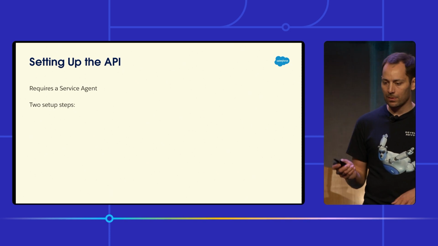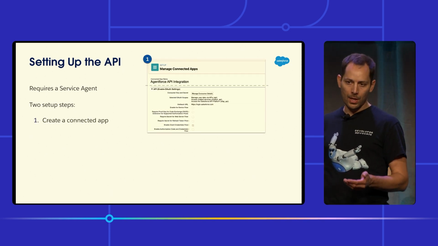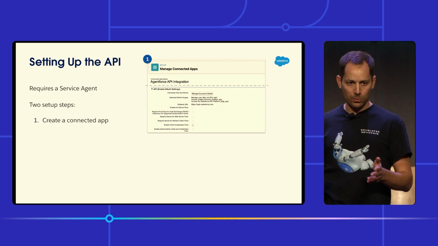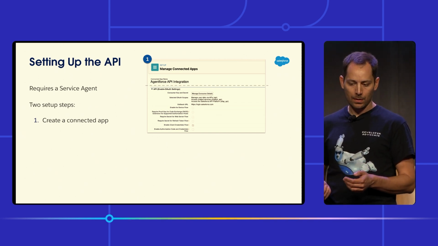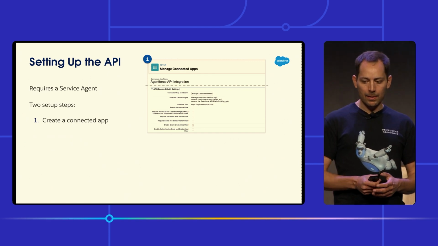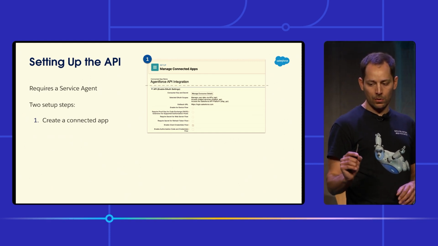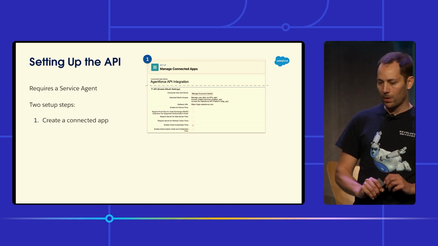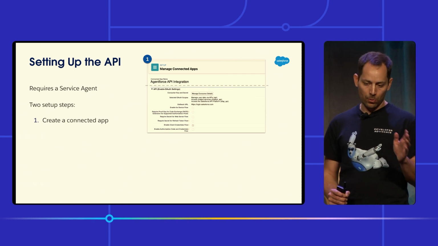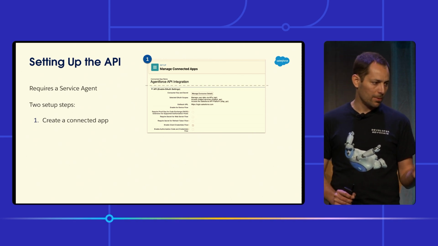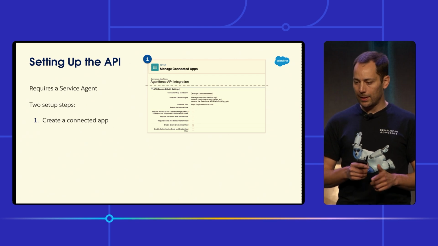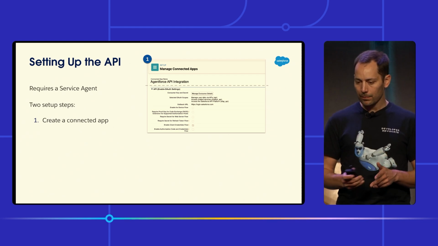And then you have two steps. The first step is that you need to create a connected app. Nothing crazy. If you've already done some integrations with other systems, you probably already built connected apps. The specific feature that you need to toggle in this connected app is certain scopes that are required for the Agent API. This is documented, obviously, in our official documentation, but you'll need in particular the chatbot API, and you'll need the Salesforce API as well.